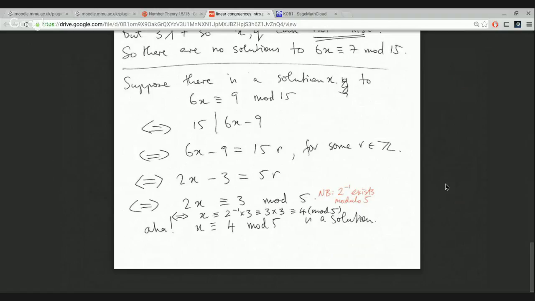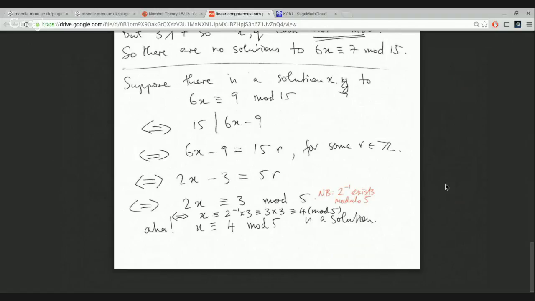If you look at different representatives from here, 4 is one representative. If you add 5, you get another representative, 9. And add 5 again, you get another representative, 14. So these are different integer representations of this congruence class. They are all congruent to each other modulo 5, but they are different modulo 15. There's only 3 of them because 5 divides into 15 three times. So there are 3 congruence classes modulo 15 within the congruence class of 4 modulo 5, represented by 4, 9, and 14.